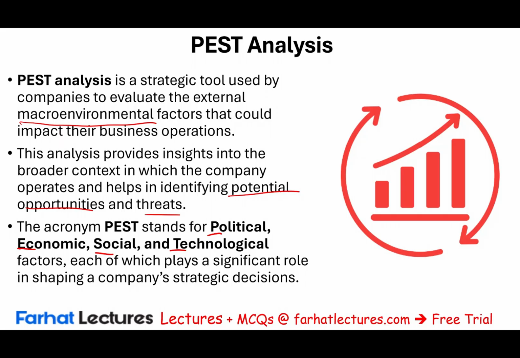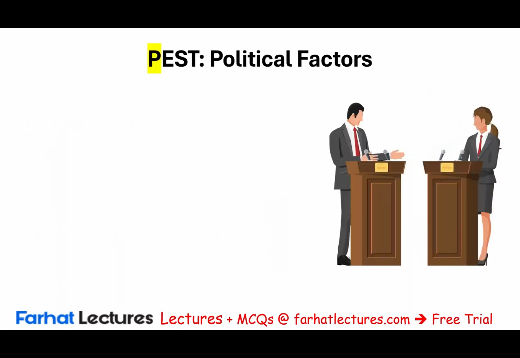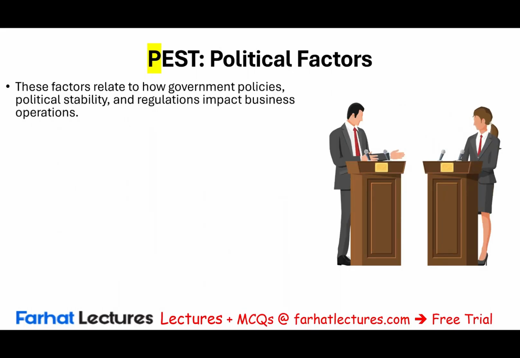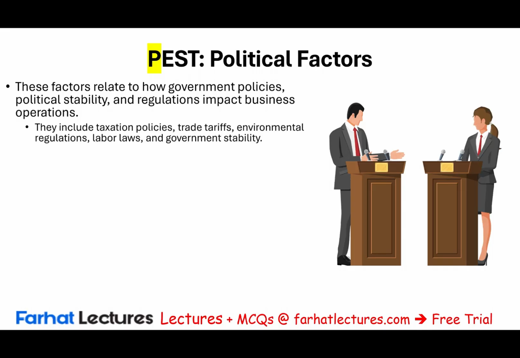We're going to go over each of these factors separately, starting with the P, the political factors. These factors relate to how government policies, political stability, and regulation impact the business operation. They could include taxation policies and trade tariffs. Think about how the government can influence you. For example, in high tax countries, you need to be aware of this. If the country has trade tariffs, take that into account before you operate there. They look at the regulation, and if you're going to be drilling oil, they're not going to like this.